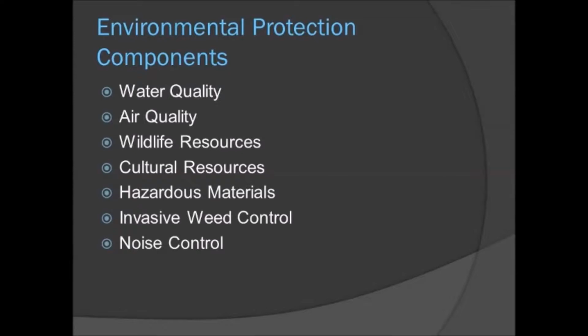In addition to the permits mentioned before, there are several components that all construction projects must take into account. These components are water quality, air quality, wildlife resources, cultural resources, hazardous materials, and invasive weed control. The project environmental protection plan must address each of these elements, and how impacts to each will be mitigated.